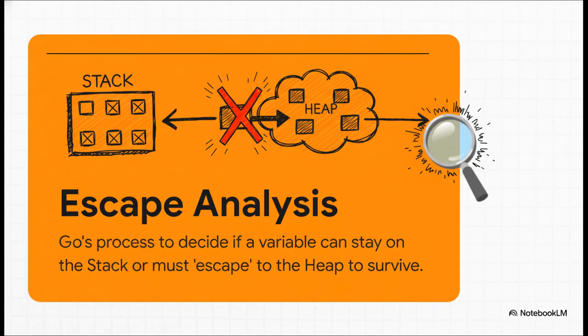If I leave that original data on the stack, it's going to be destroyed as soon as the function ends. But this pointer will still be out there, pointing to nothing. That's a huge bug waiting to happen. So to prevent a total disaster, the compiler has no choice. It has to move the variable. It forces the data to escape from the fast stack to the slower, safer heap.